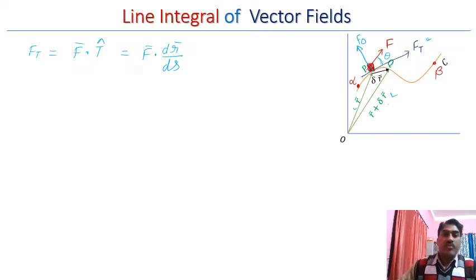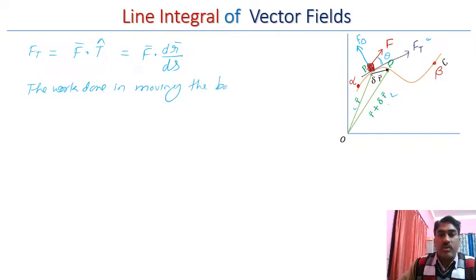So this is the component of force under which this body will slide. So finally you can say this is the component of force, or this is the actual force for which you will calculate the work. So if we slide this body from P to Q, the work done in moving the body from P to Q is given by dW, and that is actually Ft ds.